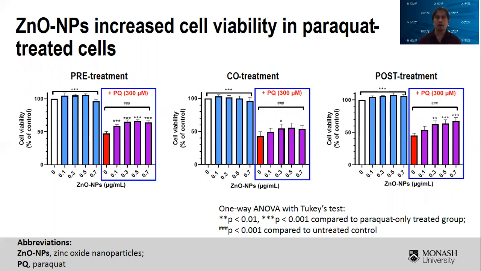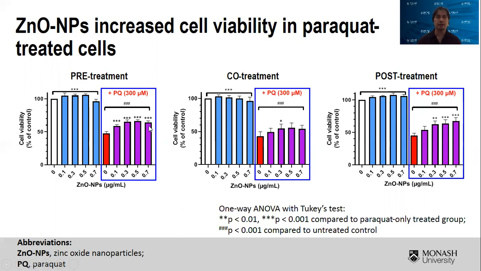These are the results after subjecting the cells to pre-treatment, co-treatment, and post-treatment protocols. First, let us look at the figure on the left, which is the pre-treatment condition. The white bar is the untreated control. The blue bars are the groups treated with zinc oxide nanoparticles. The red bar is the group treated with paraquat only. And the purple bars are the paraquat groups treated with zinc oxide nanoparticles.